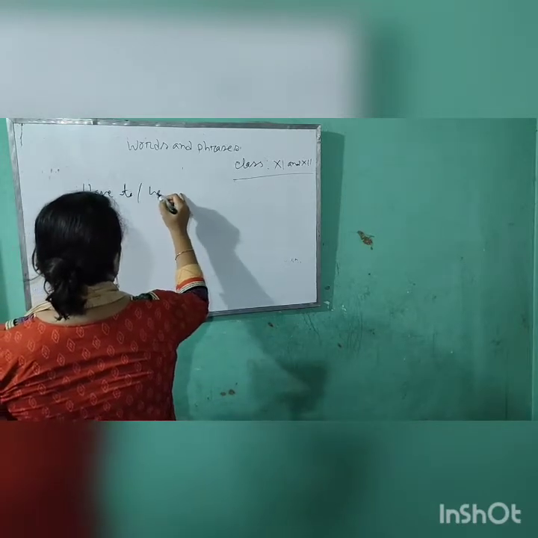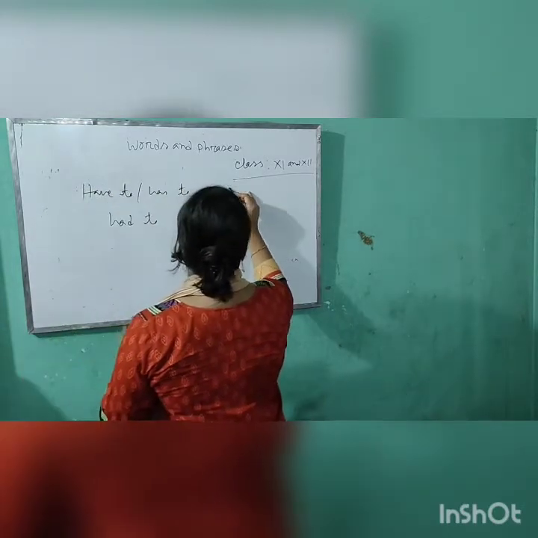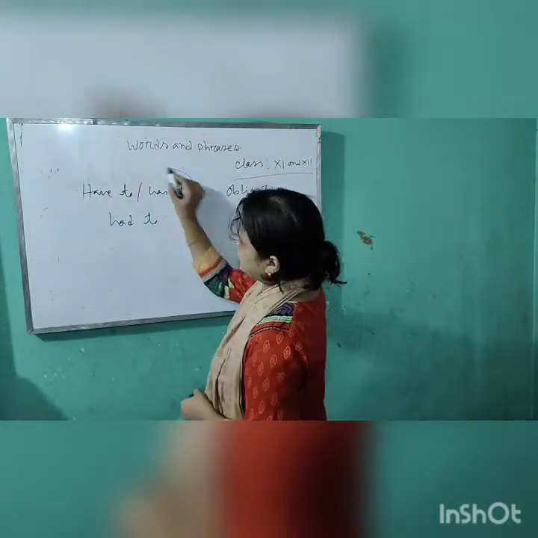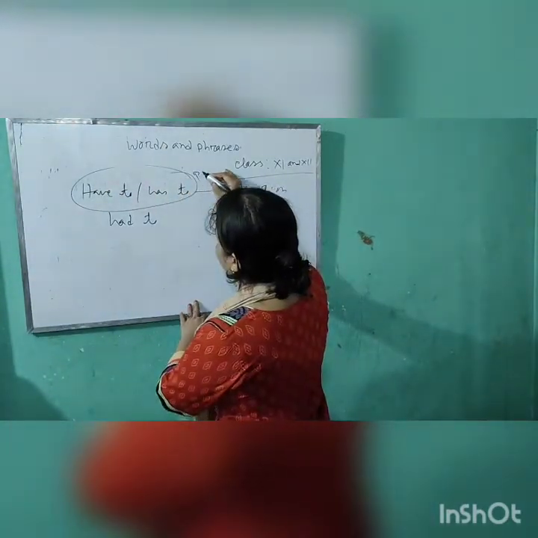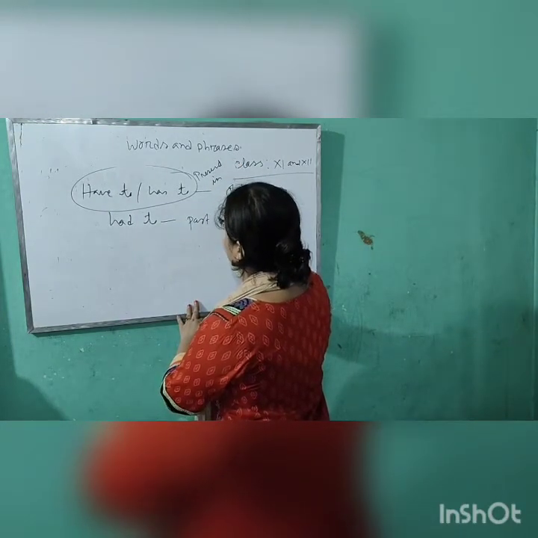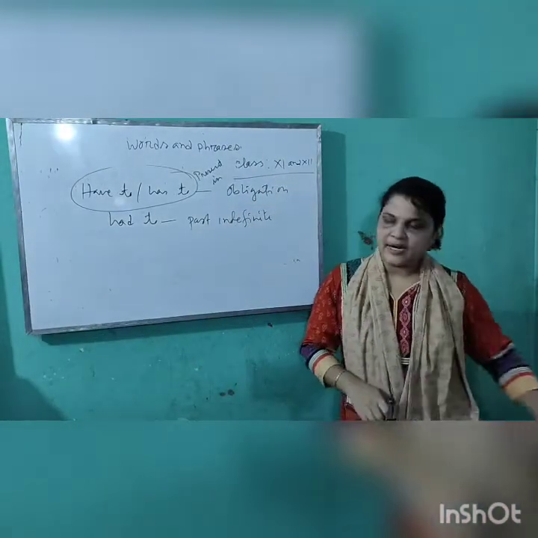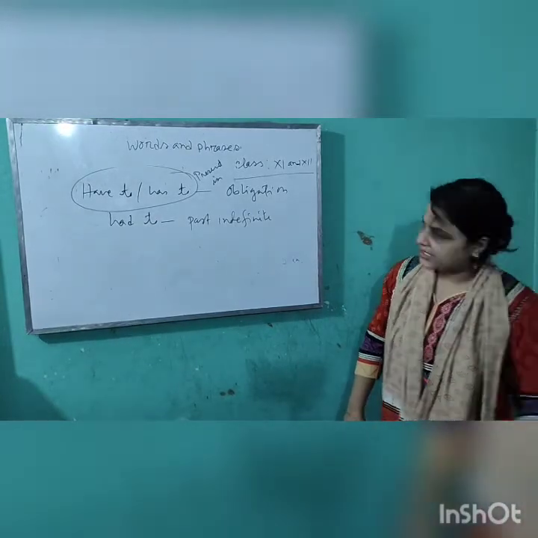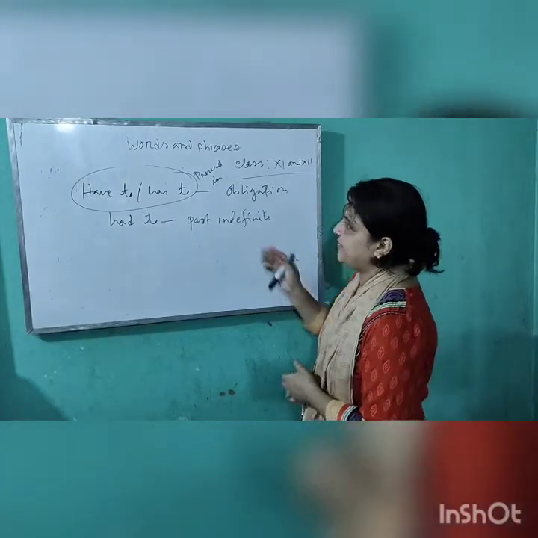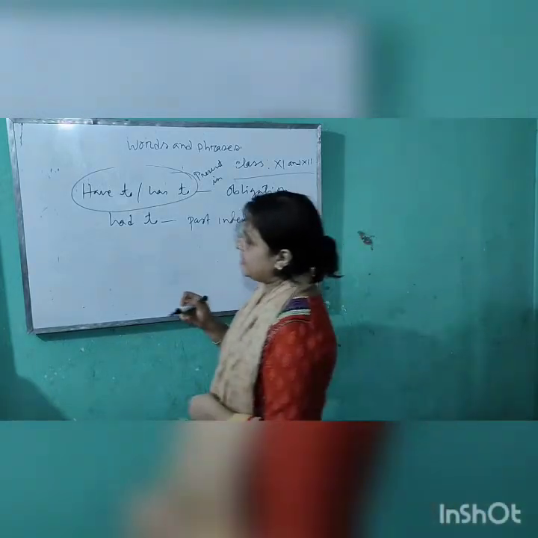Have to, has to, had to. It indicates obligation. It is basically used in present indefinite tense, and it is used in past indefinite tense. So have to or has to, it is basically used in present indefinite tense, and had to is basically used in past indefinite tense. Okay. And it must indicate obligation. Okay. Now let us see some examples.